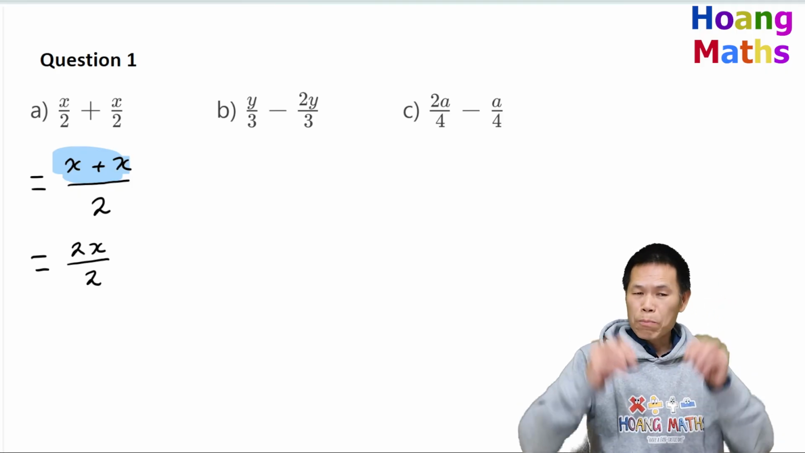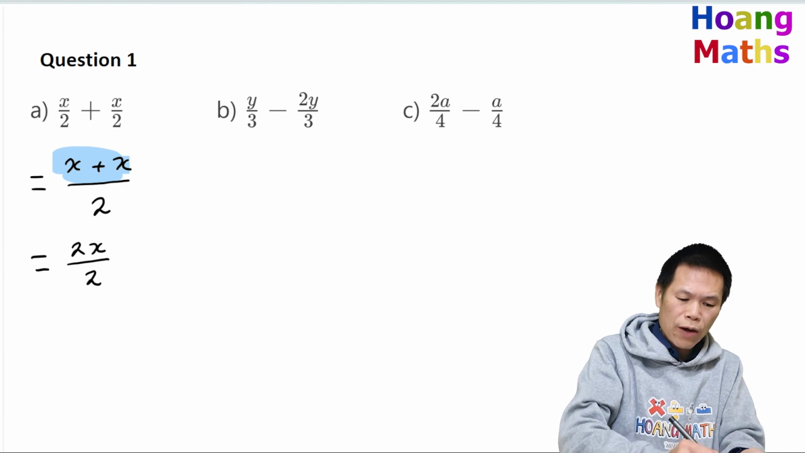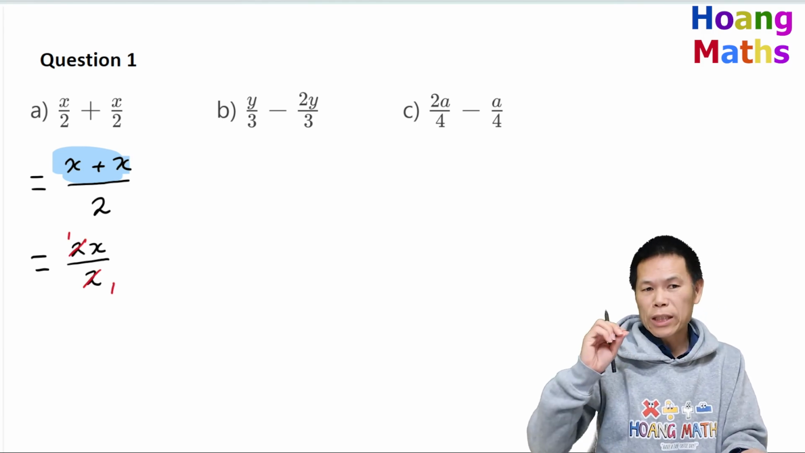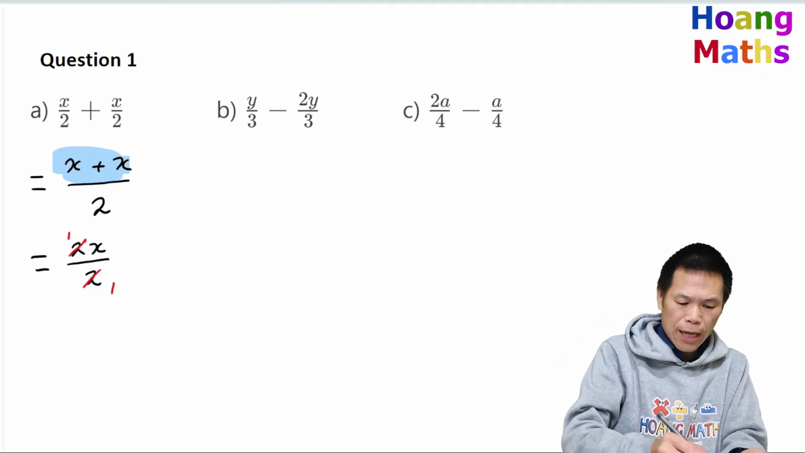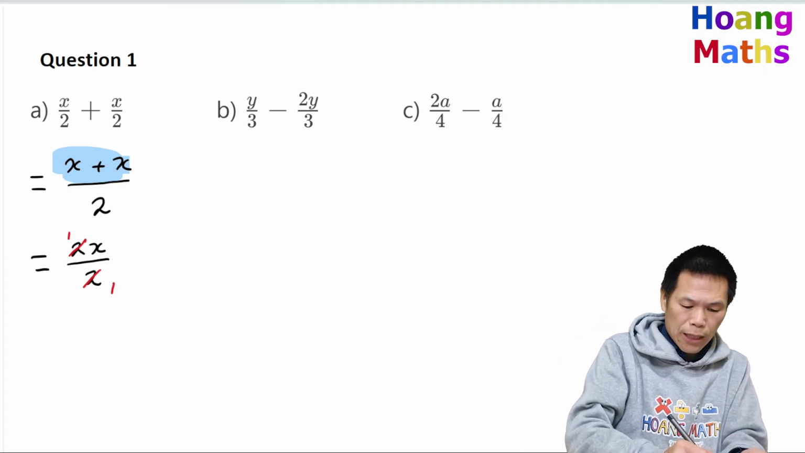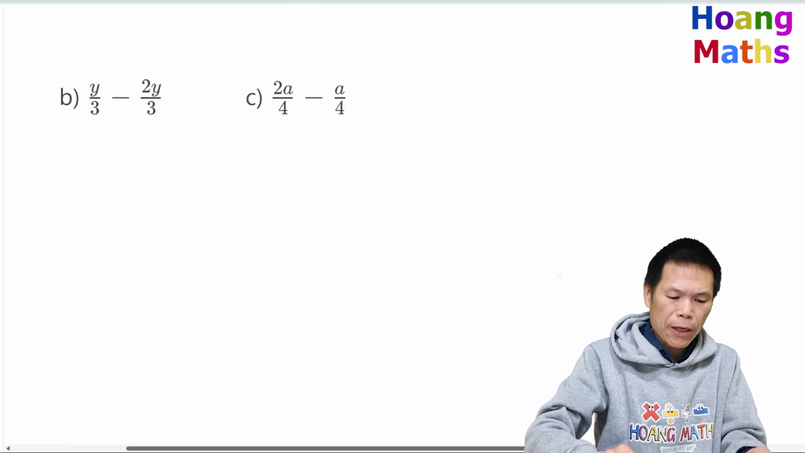So there you go. But then we can simplify this by 2 divided by 2. That gives me 1. So 1 times x is x. So x over 1. So the answer is x. So let me just write this down, which is equal to x. There you go.